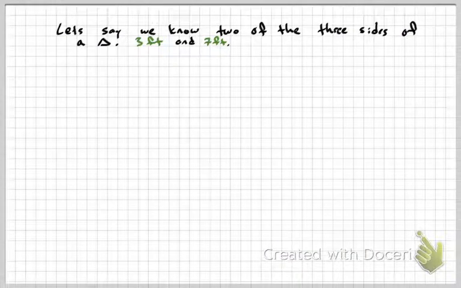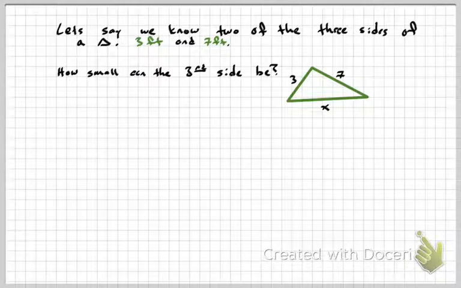All right, so let's say we know two sides of a triangle are 3 feet and 7 feet. How small can the third side be? Okay, so we have a triangle that has a side of 3 and a side of 7. So we're trying to first figure out how small that third side can be. Now, if we did it like this, and it's going to be an inequality, all right?